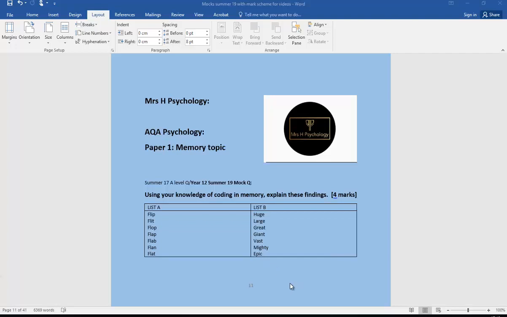Okay, so a little applied question, Mrs H Psychology. This is for the memory topic, and it came up in summer 17 for the A level, but I used it also for my mock. So this is the information I'll show you here if I scroll down.